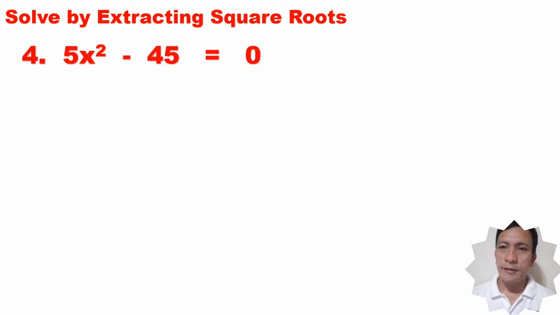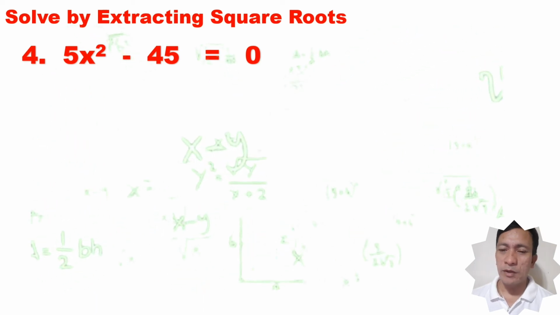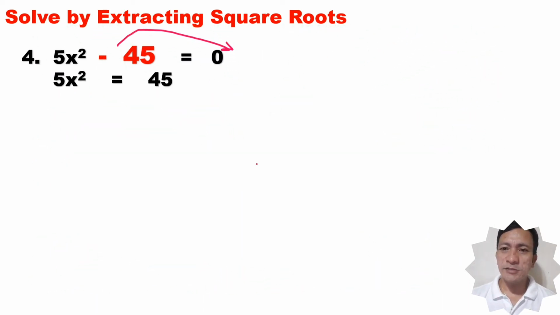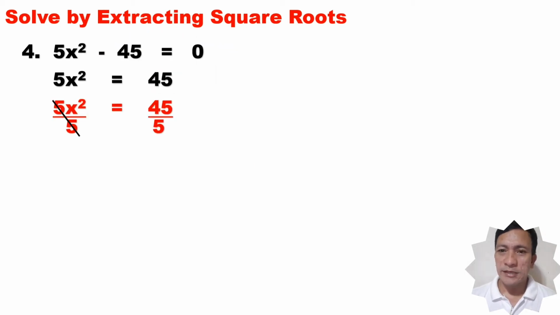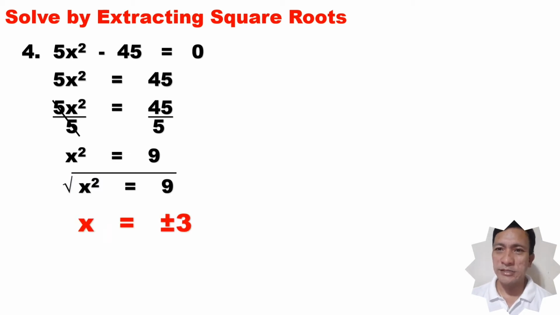Example number 4. 5x squared minus 45 equals 0. Again, transpose negative 45 from left to positive 45 to the right. Since 5 is not a squared number, we cannot get or extract square root. What we shall do first is divide 5 both sides. So cancel ang 5 from x squared. 45 divided by 5 is 9. Extract square root both sides. Therefore, the value of x equals positive and negative 3.